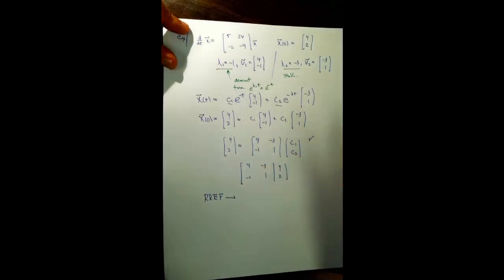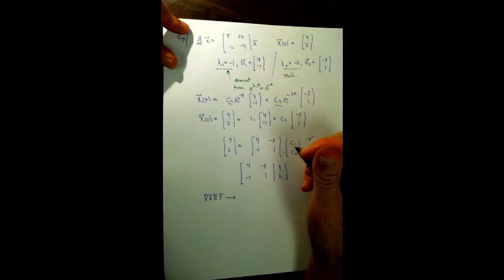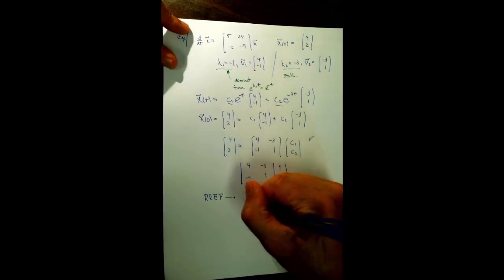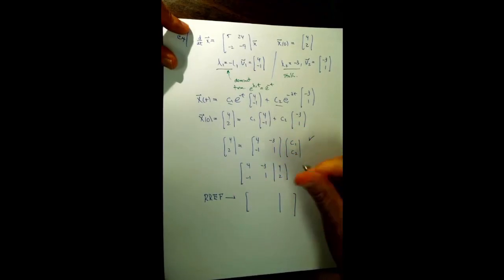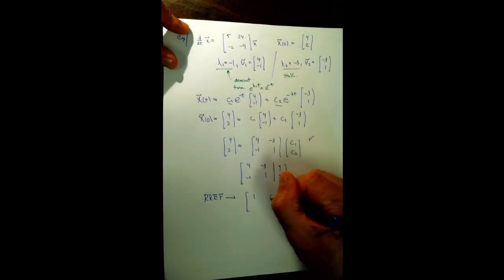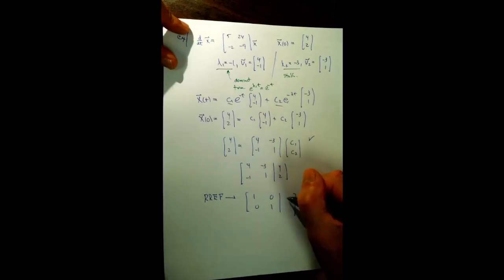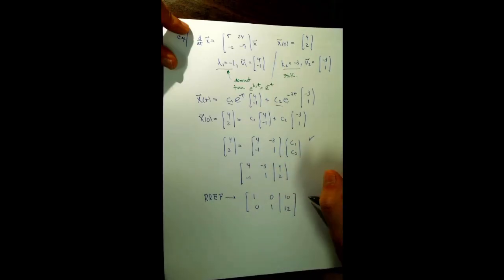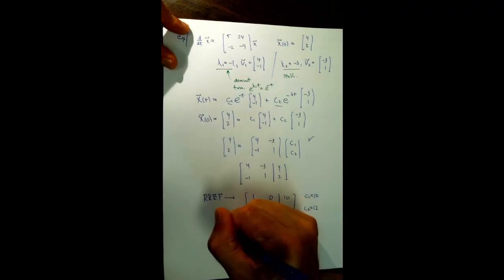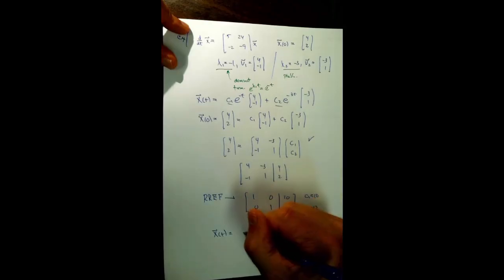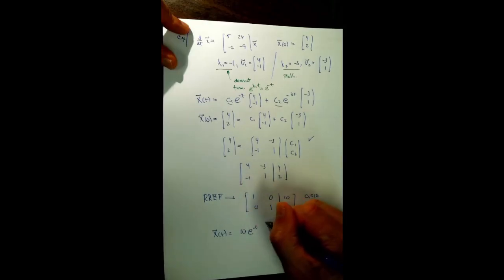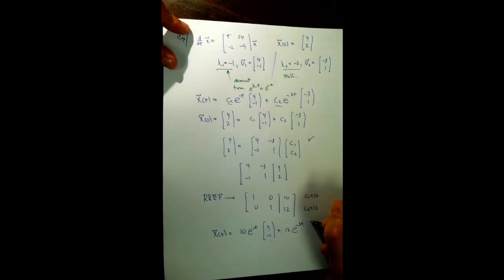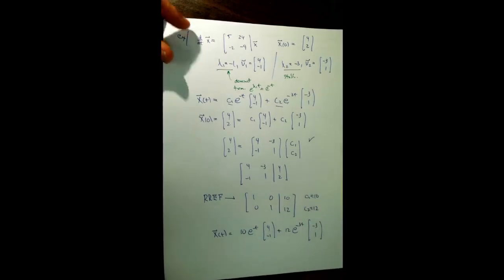All right. We've done this many times, and it's really boring to sit here and listen to me do this. But if you go through and do all of the operations, and those operations are in the class notes on ELC, you should get 1, 0, 0, 1, 10, 12. And this means that C1 is 10 and C2 is 12. So x of t is going to be 10 e to the minus t times 4, minus 1 plus 12 e to the minus 3t times minus 3, 1.